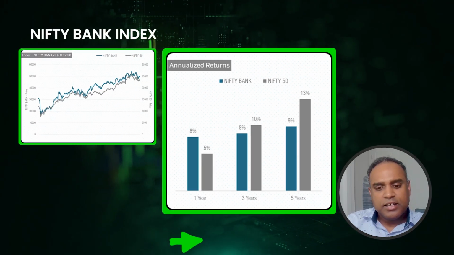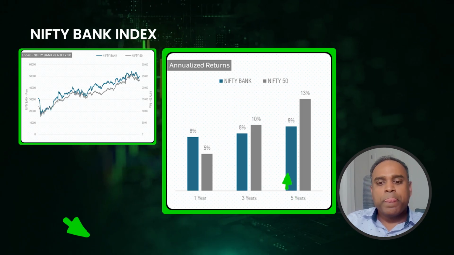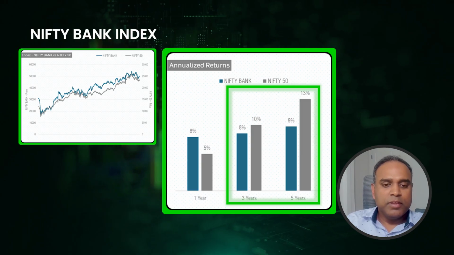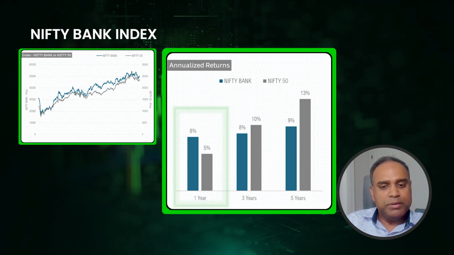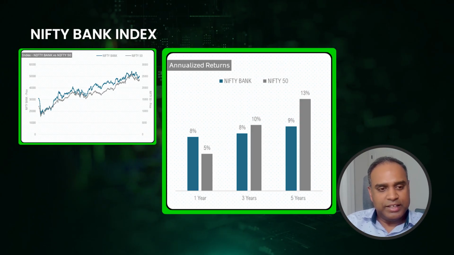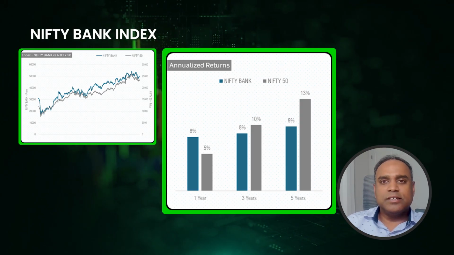Looking back at 5 years or 3 years, Nifty 50 has outperformed Nifty Bank. However, in the last 1 year, Nifty Bank has outperformed Nifty 50. So that is the overall takeaway. This gives a broad overview of the sector compared to the Nifty 50. So far we have looked at the ETFs that are available, and private versus public banks. Now we have completed the initial overview, or lay of the land, of the banking sector.